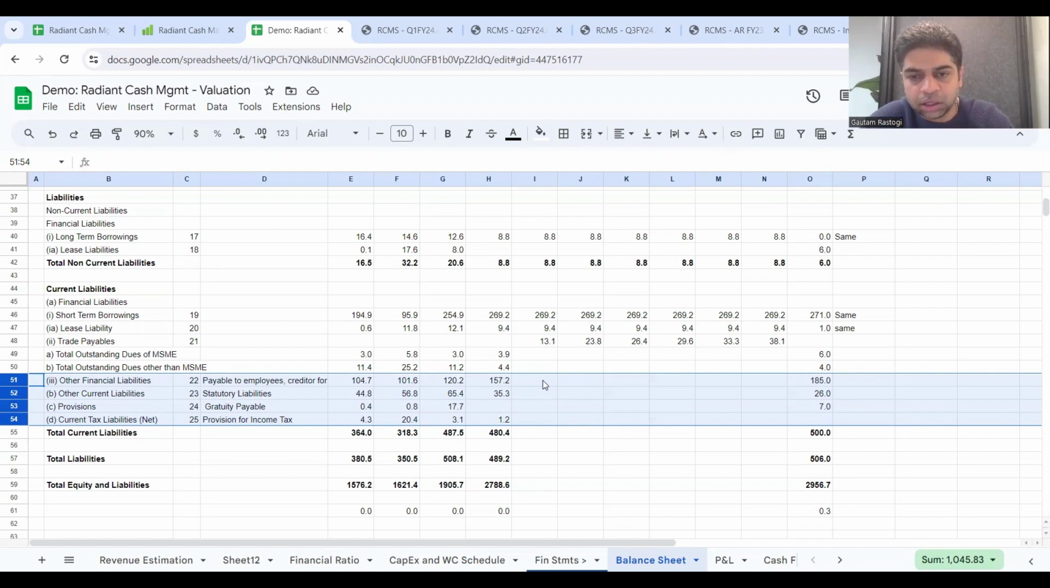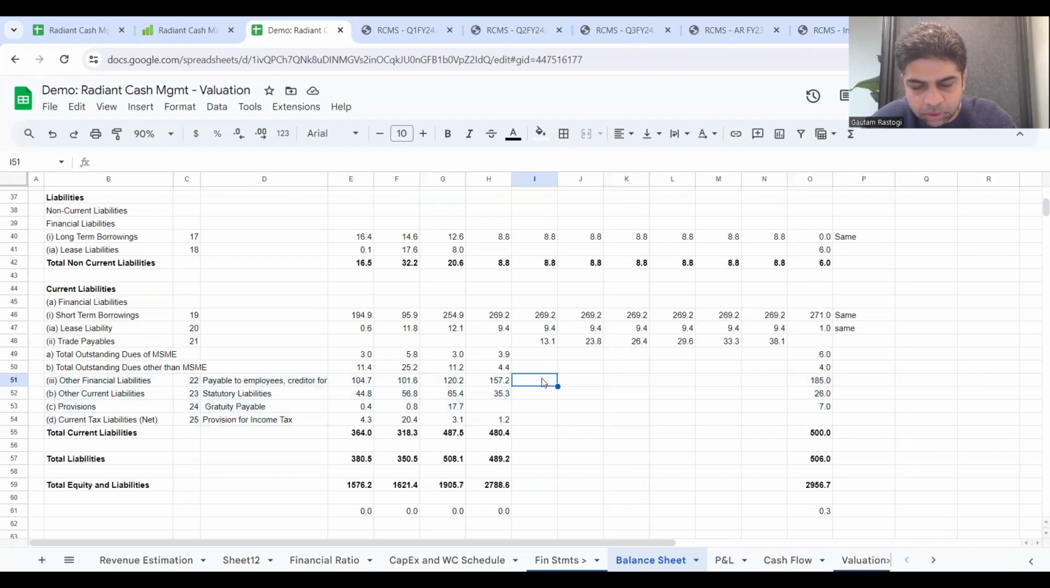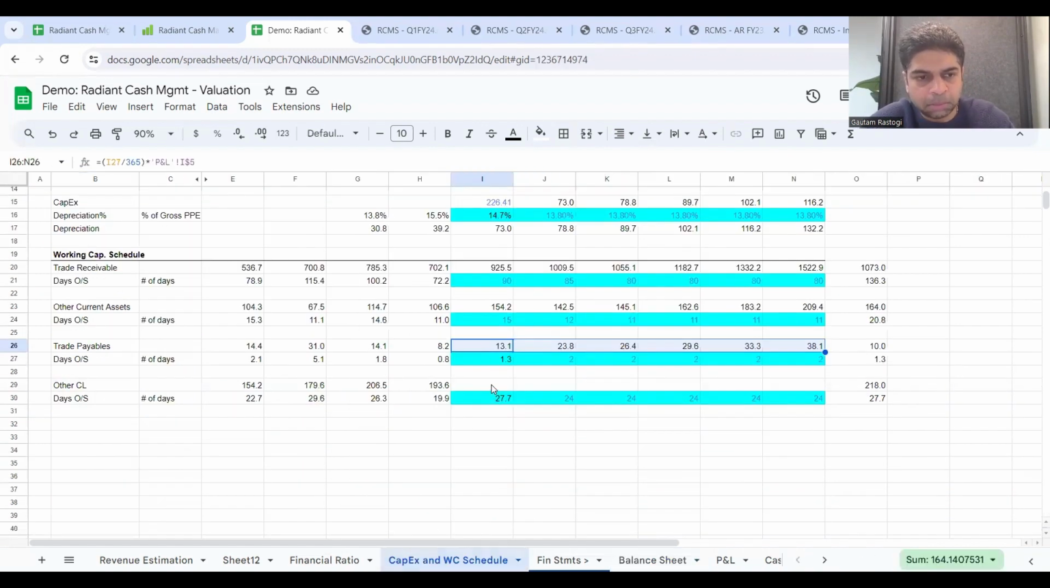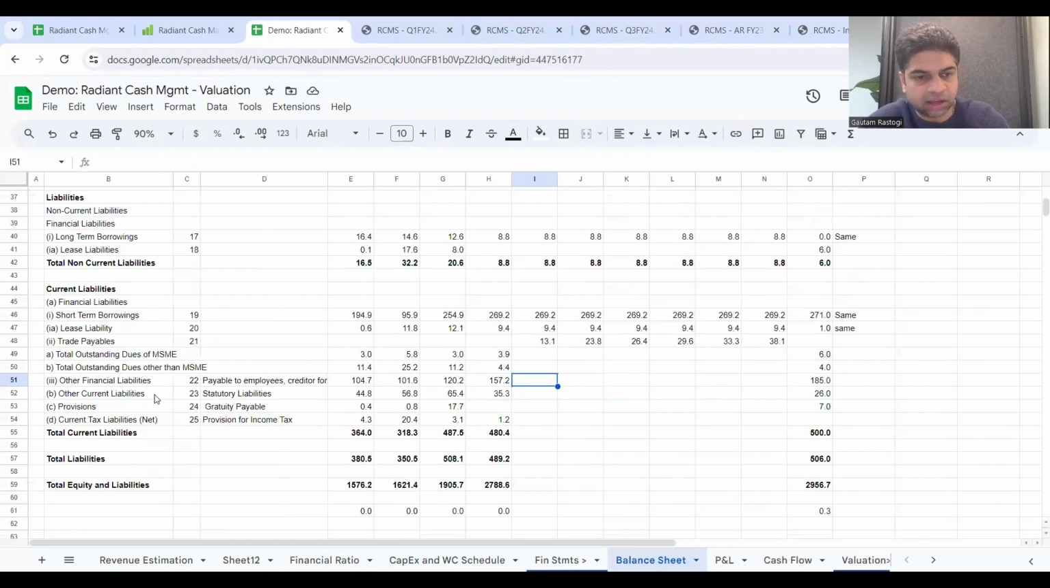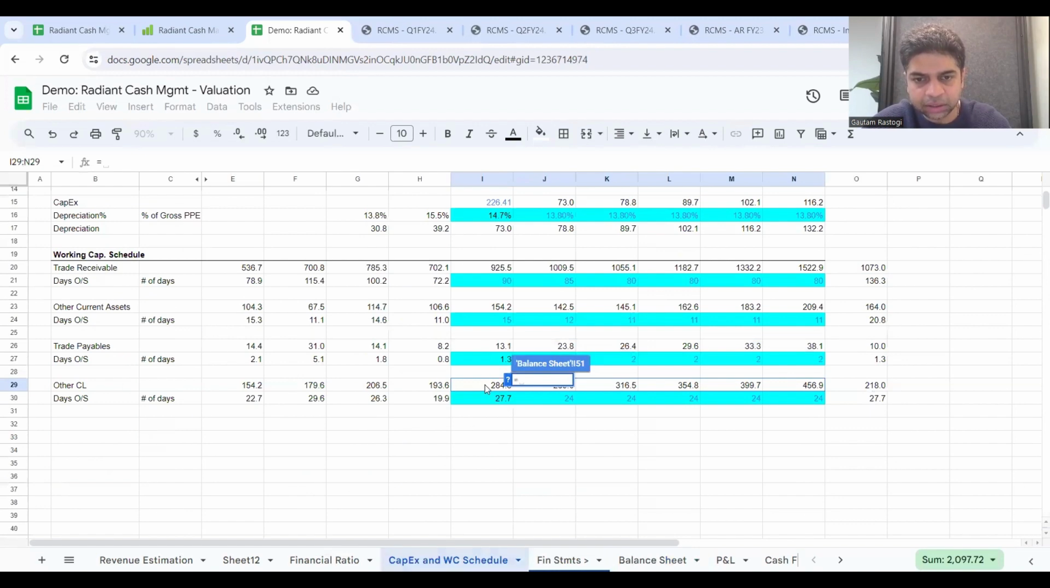All right, so let me first model the other current liabilities. It's the same thing. You know the game now. It's pretty high because they have a bunch of things here. They have payable to employees, creditor for expenses. They have gratuity payable. So they have a bunch of things here. So let me just use that and link it.